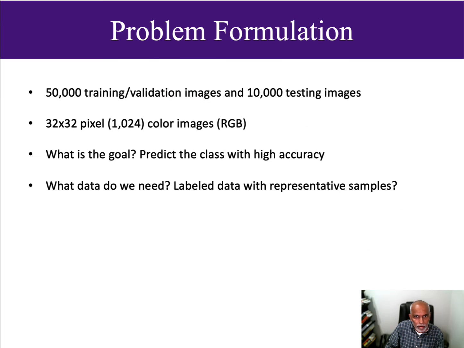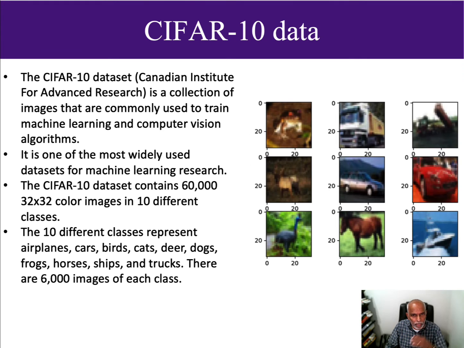For assignment 2, we are looking at CIFAR-10, the Canadian Institute for Advanced Research 10 data set. It is a collection of images that are commonly used to train machine learning and computer vision algorithms. It's one of the widely used datasets for machine learning approaches. CIFAR-10 contains 60,000 32 by 32 color images in 10 different classes. The 10 classes represent airplanes, cars, birds, cats, deer, dogs, frogs, horses, ships, and trucks. There are 6,000 images of each class.